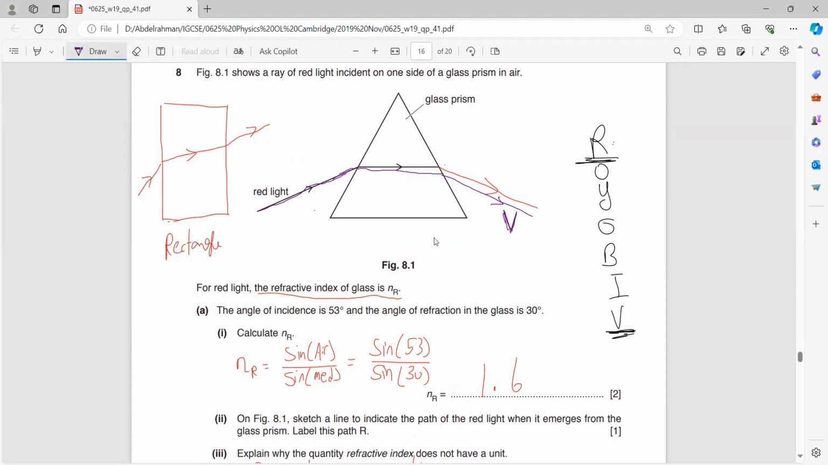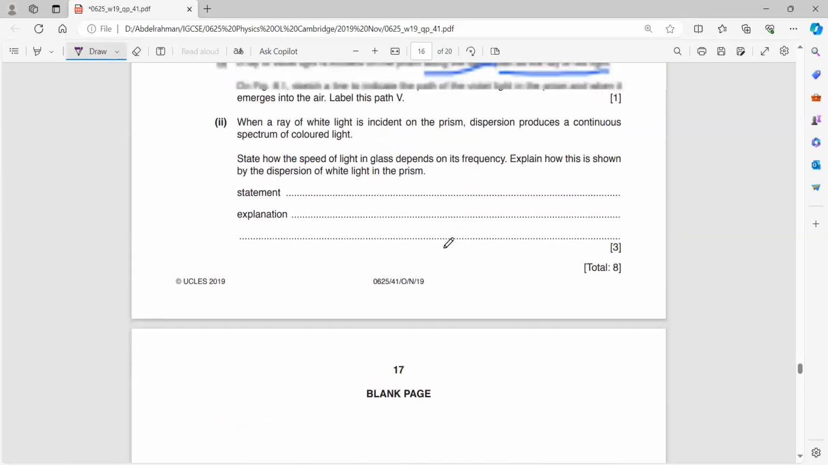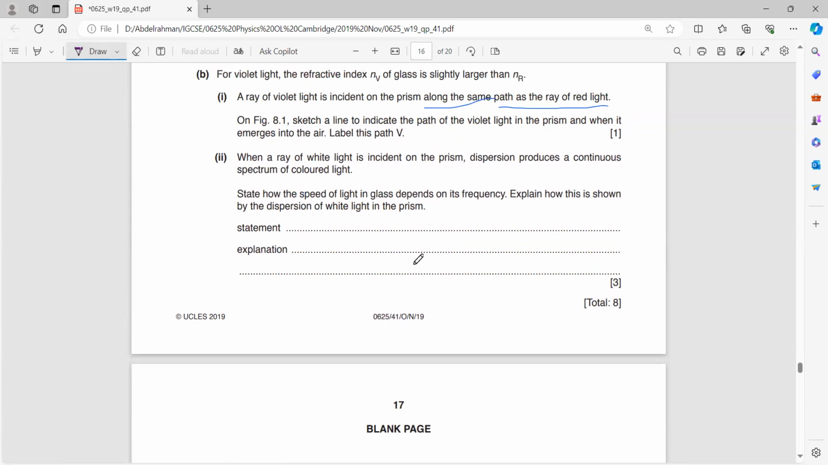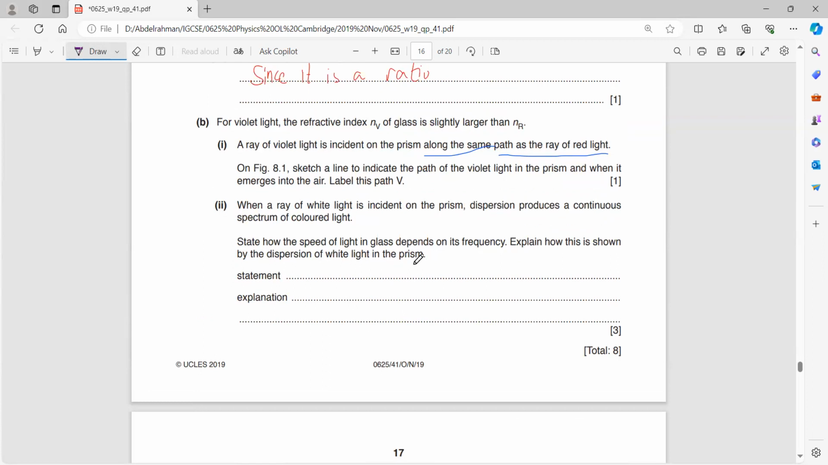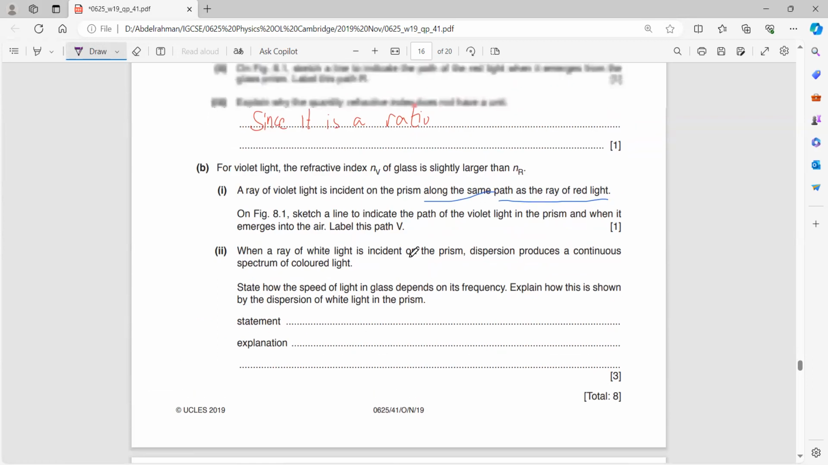اوكي يا شباب. حلو قوي. When a ray of white light is incident on the prism, dispersion produces a continuous spectrum of colored light. هو ده الرينبو اللي احنا بنقول عليه. State how the speed of the light in glass depends on the frequency.